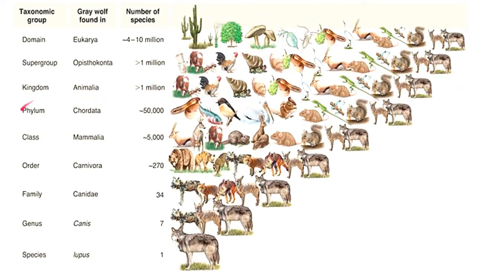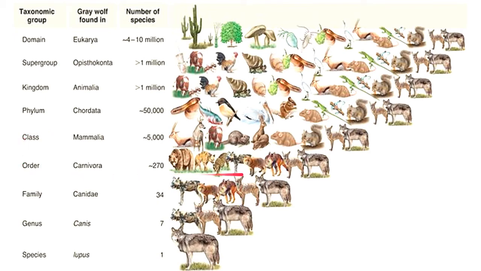Then under kingdom Animalia, which animals are we referring to? Phylum Chordata, okay, or those animals with a backbone. So around 50,000 species here. As you can see, invertebrates are no longer found here. Insects, you cannot find insects and mollusks anymore. Under phylum Chordata, class Mammalia, so those are animals with fur and with mammary glands. There's around 5,000 species here. So as you can see, birds and amphibians, reptiles and fish are no longer found here.